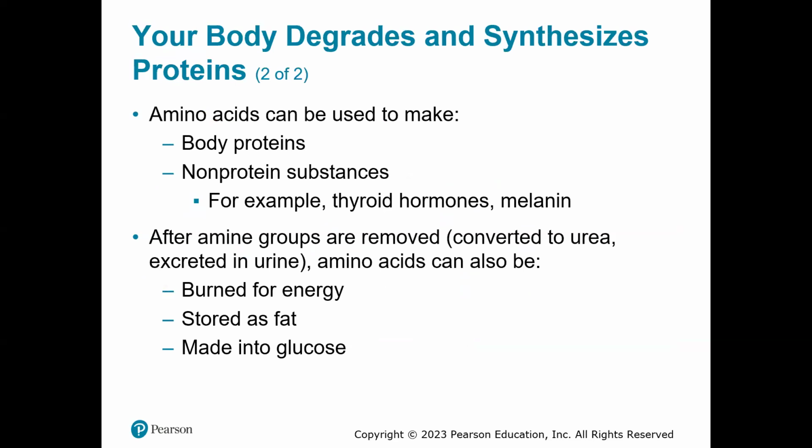All right, so amino acids can be used to make proteins, but they can also be used to make non-protein substances like hormones, like thyroid hormone and melatonin. Those are amino acid-based hormones that we use in the body, but they don't act as proteins. Structurally, they're not proteins. They're just amino acid-based hormones. And then the second bullet point we've just talked about, where we remove the amine group, which is converted into urea and excreted in our urine, and then the rest of it is burned for energy, stored as fat, or made into glucose.